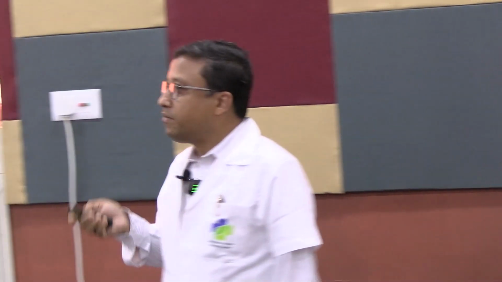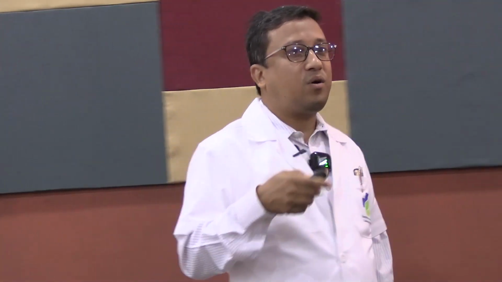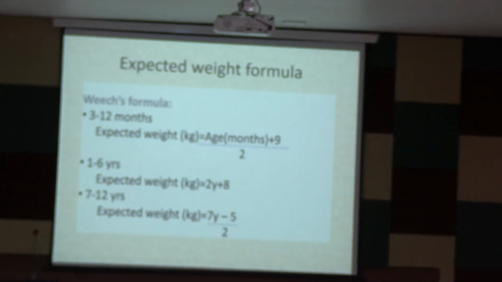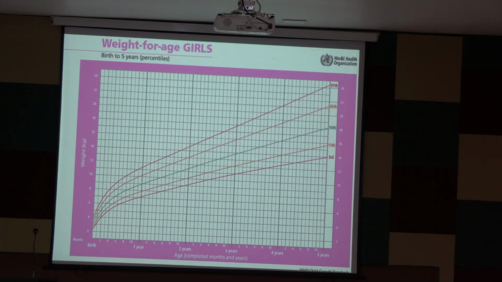It is given in most of the textbooks. So remember at least when the baby gets double, when the baby gets triple, because you will get a lot of questions like MCQs from these slides. Expected weight formula is, which formula? You all know this. From 3 months to 12 years, expected weight is age in months plus 9 by 2. From 1 to 6 years, it is 2 into age in years plus 8, and from 7 to 12 years, it is 7 into age in years minus 5 divided by 2. So these values should be plotted on a standardized growth curve.